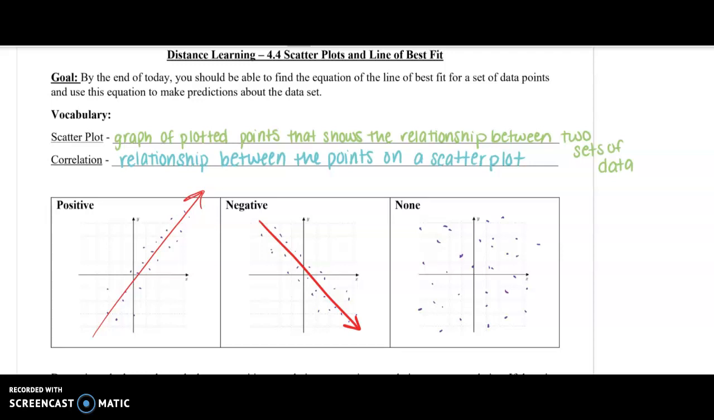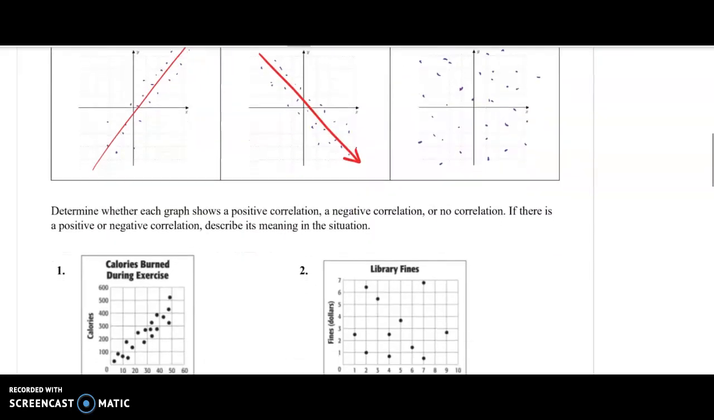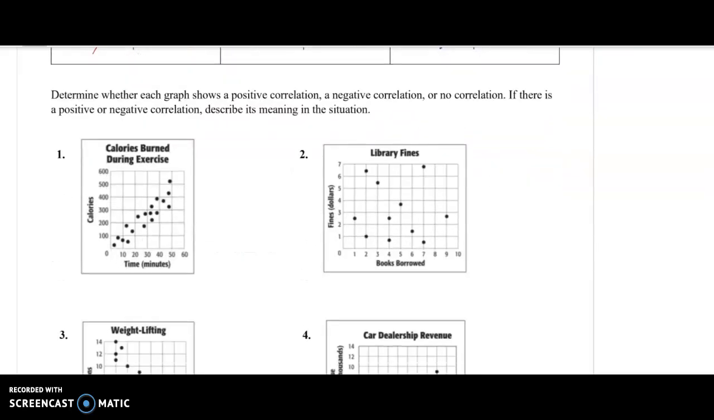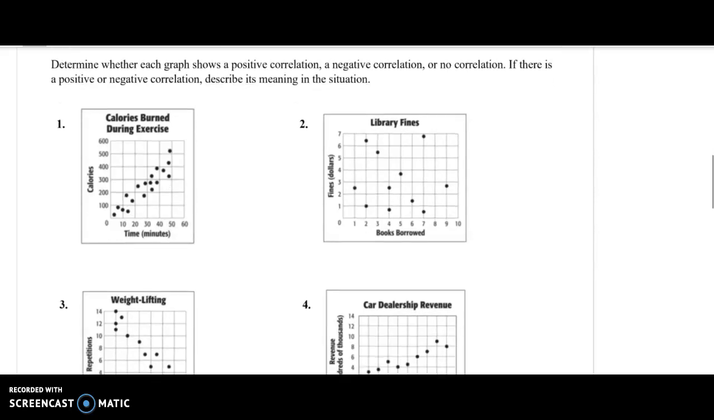The positive and negative, just think about when we were doing slope, right? We are going to be using slope and slope-intercept form going into all of this today. So think about it this way. If it looks like it has a positive slope or a negative slope, that tells you what the correlation would be. So here we're going to determine whether each graph shows a positive correlation, a negative correlation, or no correlation. If there's a positive or negative correlation, we're going to describe the meaning in the situation.